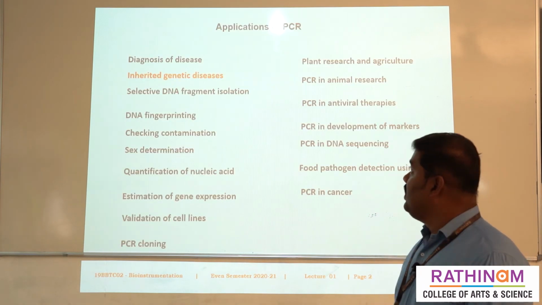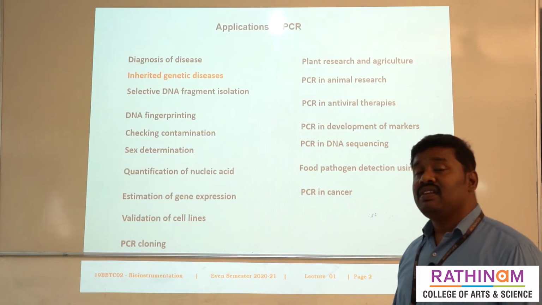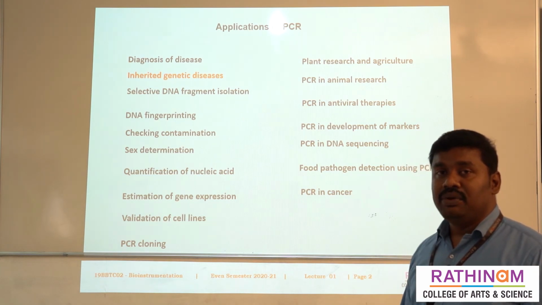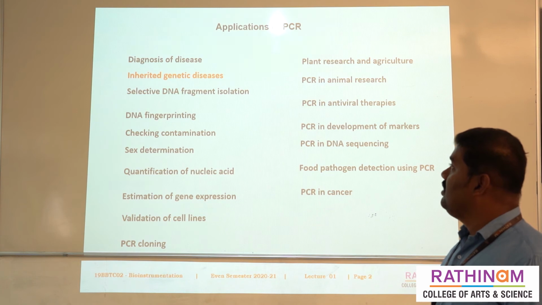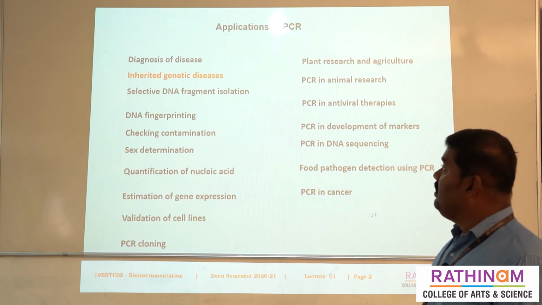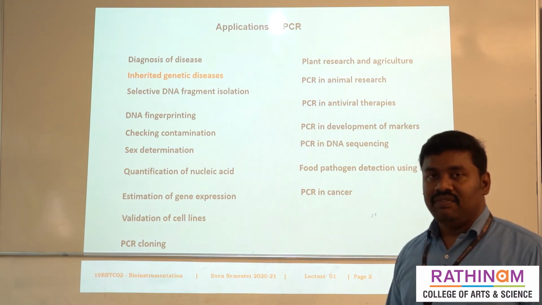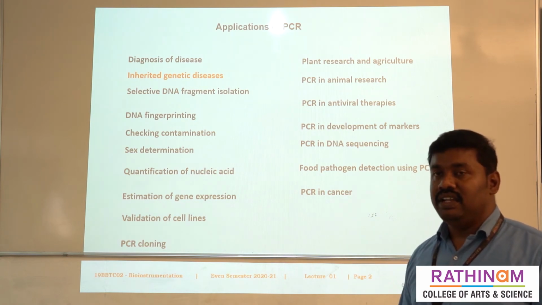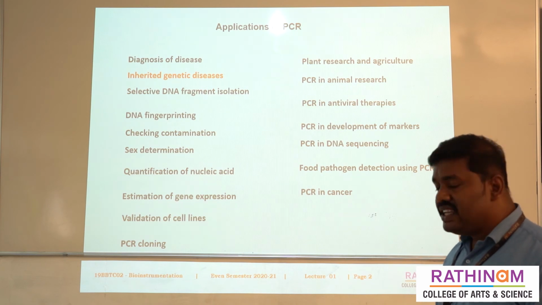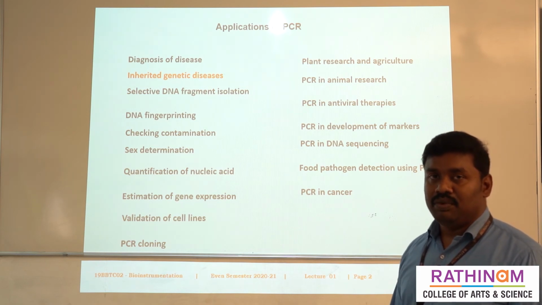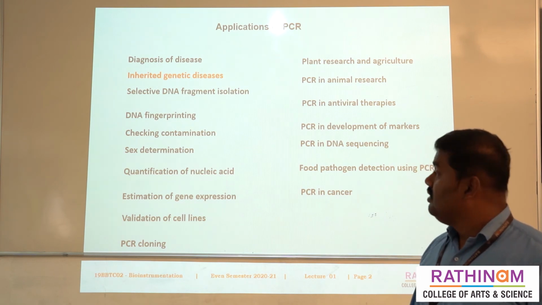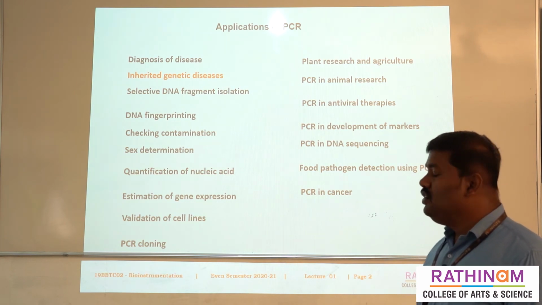The applications of the PCR process include diagnosis of disease. Based on the disease that occurs, we can identify the particular disease, including genetic disease. Other applications are selective DNA fragment isolation, DNA fingerprinting technology, checking microbial contamination in food products, sex determination, male or female, and quantification of nucleic acid.